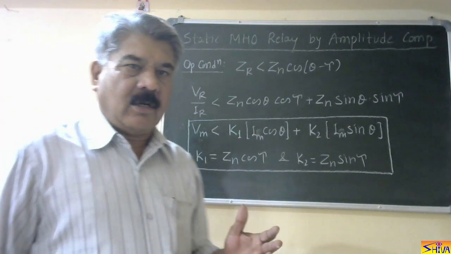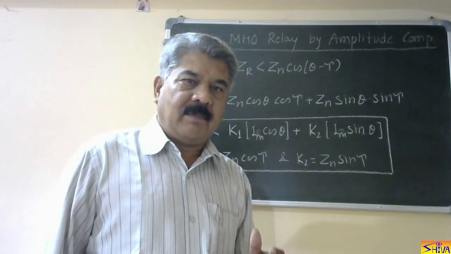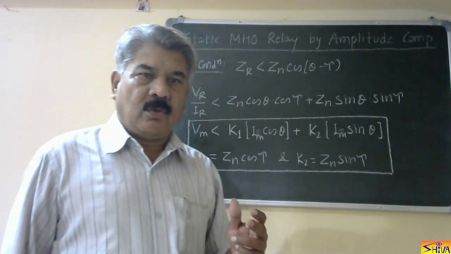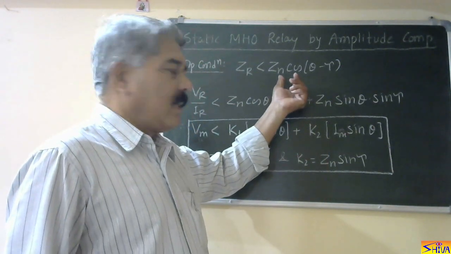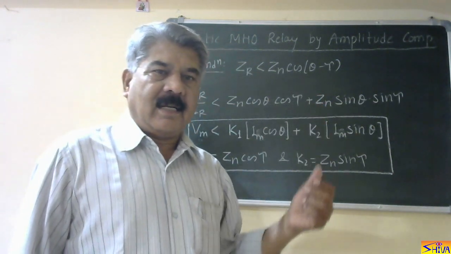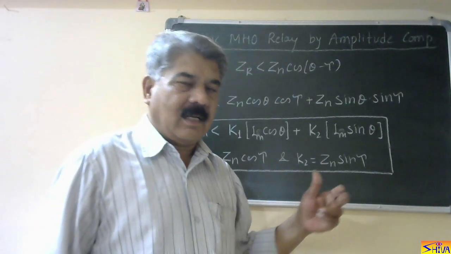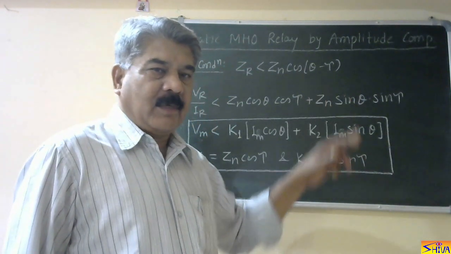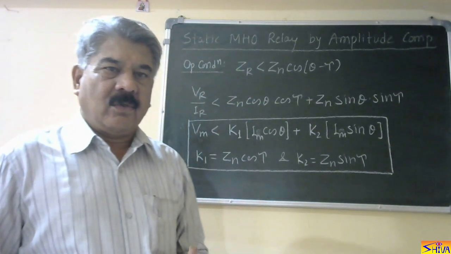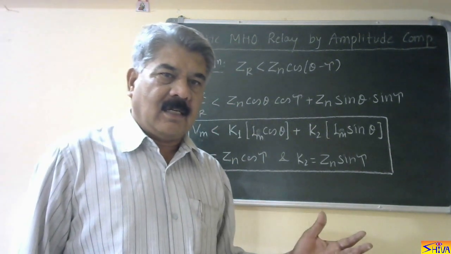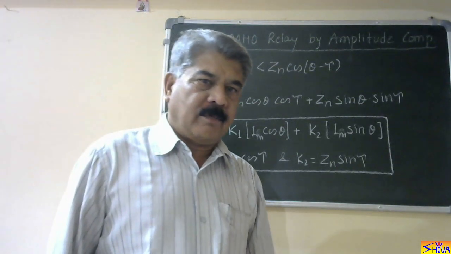And the characteristic of this Mho relay in the R-X diagram is a circle which passes through the origin and has a diameter equal to the impedance rating of the relay, that is Zn, and this diameter is at angle tau degrees with respect to the resistance axis. And all the impedance vectors whose tip lies inside this circle cause the operation of the relay.